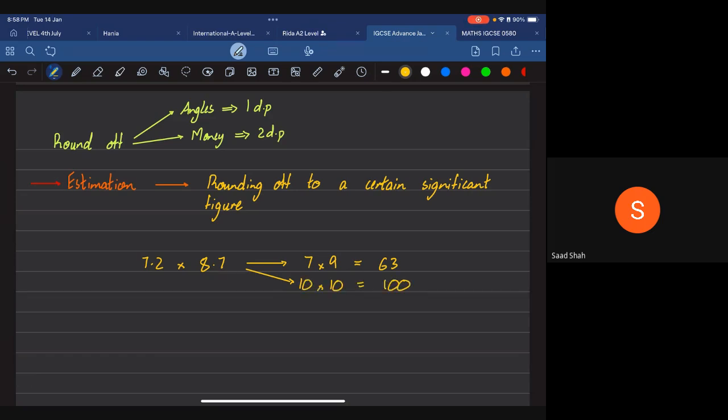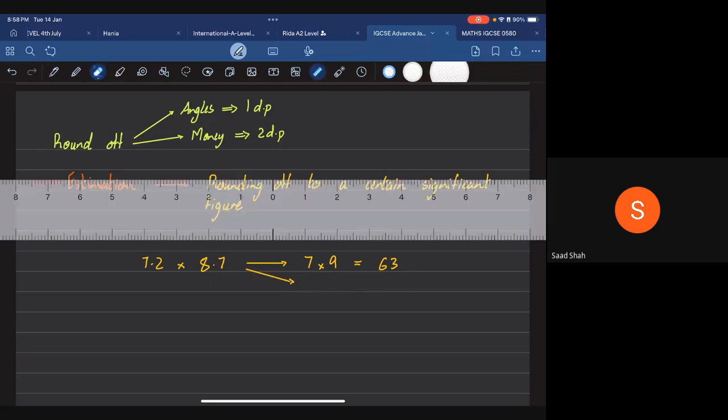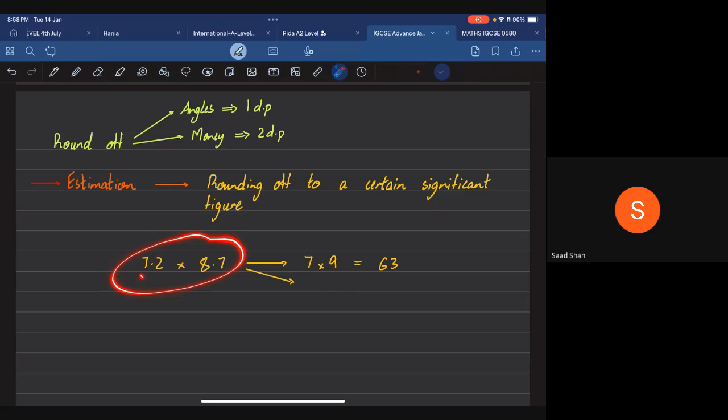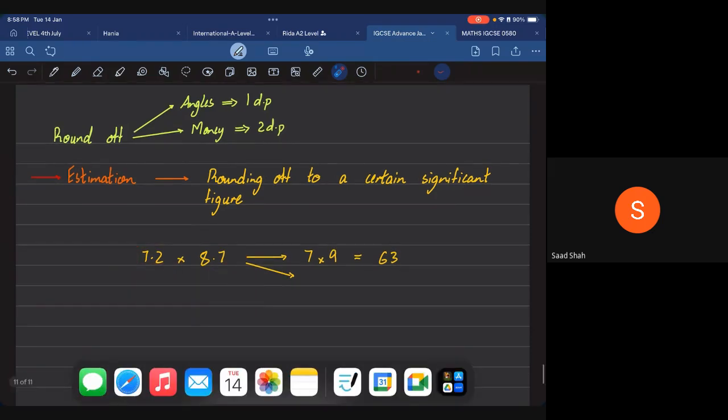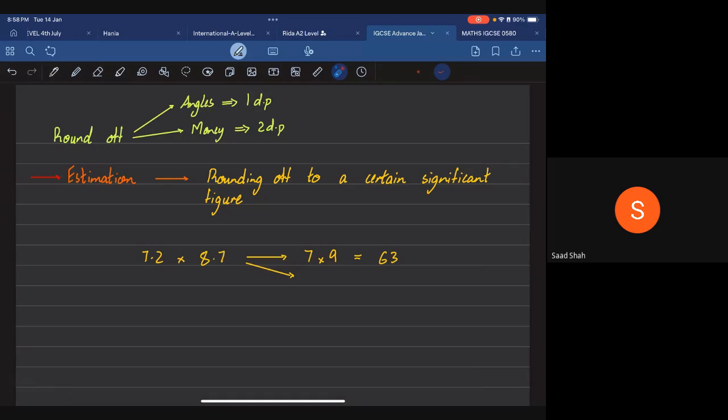You can clearly see the difference that it made. But if I'm rounding off to the nearest 10 and first I do this, what will be the answer to 7.2 times 8.7? I don't really know. Can any one of you check? Can anyone tell me the answer of this? Use your calculator. 62.64. Now, if I round it off to the nearest 10, the answer is 60. So you see how close I got.